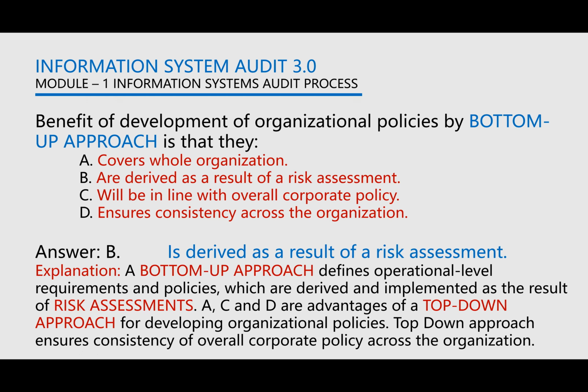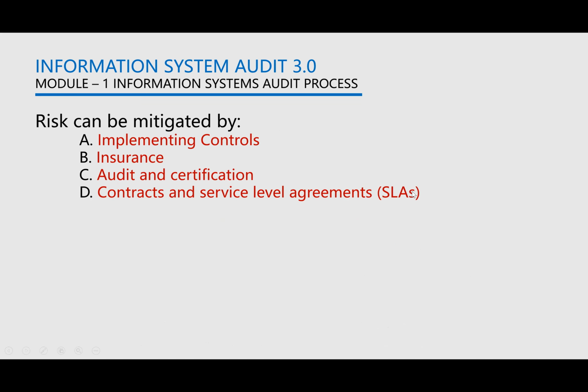But again, top-down is for developing organizational overall policies. Now I have different departments, and these departments can connect with each other. For that, I need a top-down approach, but for individual-level policies, I need the bottom-up approach. So the answer: these are derived as a result of risk assessment.